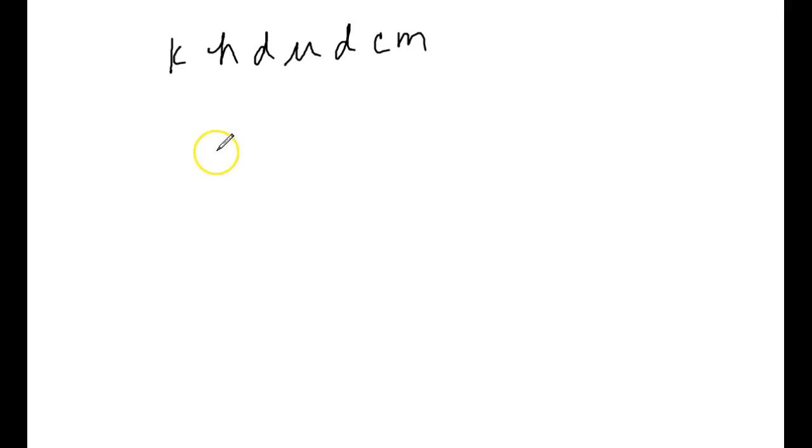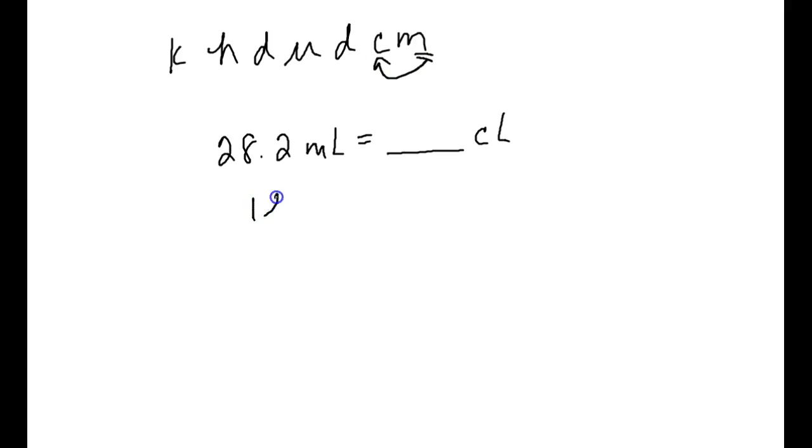So maybe I have 28.2 milliliters, and I want to know how many centiliters that is. So I start here at milliliters. I'm going to go to centiliters. That's one left. So I'll take my decimal point and move it one place to the left and get 2.82 centiliters.